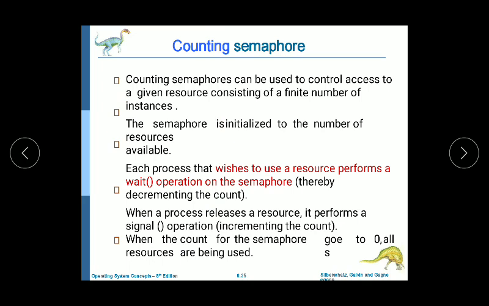Counting semaphores can be used to control access to a given resource consisting of a finite number of instances. The semaphore is initialized to the number of resources available. Each process that wishes to use a resource performs a wait operation on the semaphore, thereby decrementing the count. When a process releases the resource, it performs a signal operation, that is, incrementing the count. When the count for the semaphore goes to 0, all resources are being used. After that, the processes that wish to use the resource will block until the count becomes greater than 0.